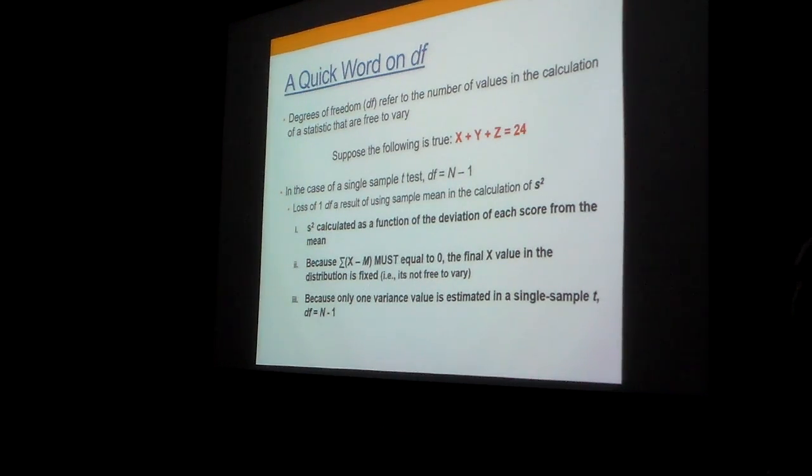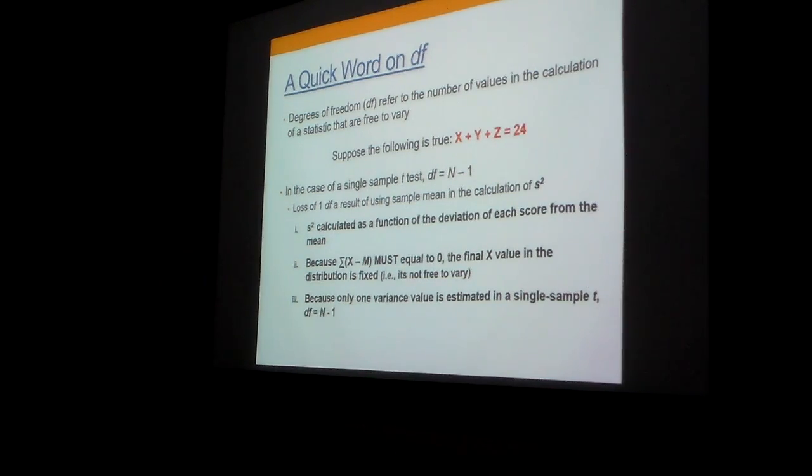So our variance is calculated as a function of the deviation of each score from the mean, right? Remember, think back to how we're calculating variance. We say, all right, so this deviation, this deviation, this deviation, right? But because the sum of your deviation scores has to equal 0, the final value in that distribution is fixed, right? So go back through and take a look at those slides where we talked about calculating your sample variance. So we've got a deviation score, deviation score, deviation score, deviation score, deviation score.